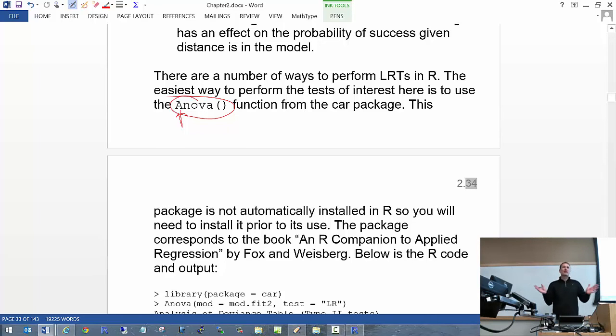I like to call this the capital ANOVA function. It is actually in the car package. The car package is not in R by default. You will need to download it if you want to use it. And this is how it works.